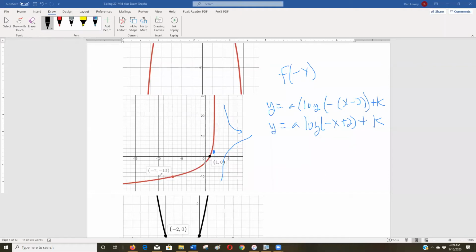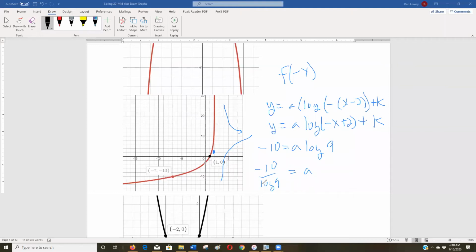And then we get this other point, (-7, -10). So this will help us find the stretch factor. So -10 equals some number a times the log of, so then we see -7, and -7 turns to +7. And then 7 plus 2 is 9. And the k is gone, we know. So divide by a, so -10 over the log of 9 equals a.